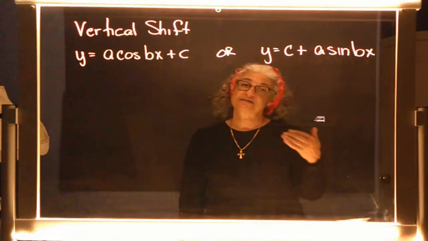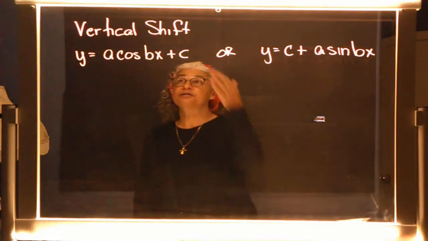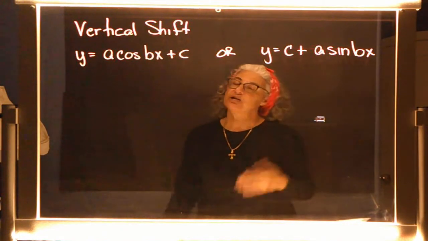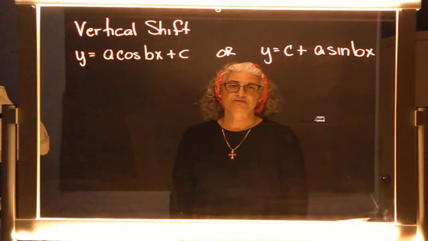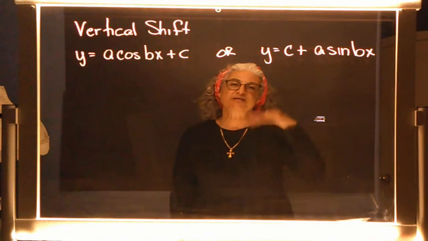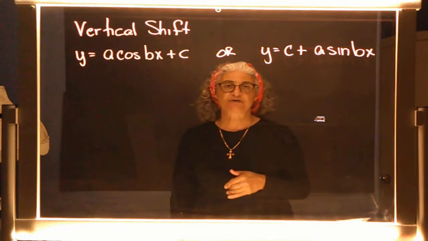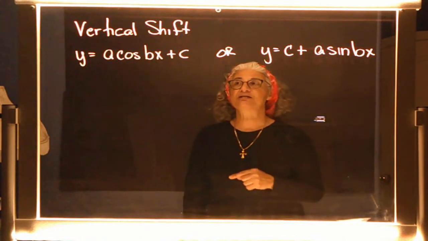Okay, so let's look at this next characteristic. The next characteristic is talking about vertical shifts. You know which way vertical goes. It goes up and down, which means if it goes up and down, it's affecting which variable? That's correct, the y's. So here's what I need you to notice.